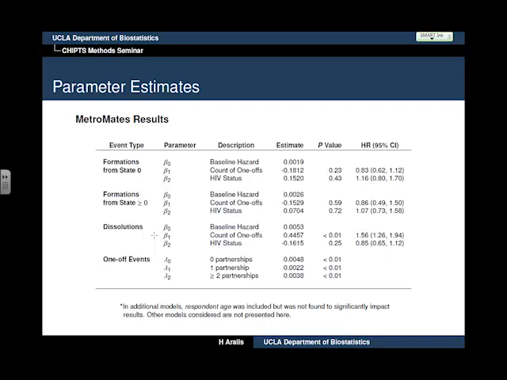And so some of the main results here are count of one-offs. You can see that for each additional one-off occurring, you see a subsequent increased hazard of dissolution for ongoing partnerships. And that's increased by 1.56 fold is the increase we observed.